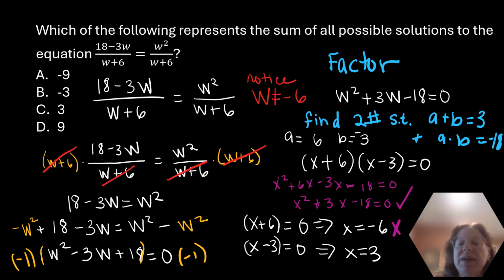Okay, so now if we want to find the numbers that make the statement (w plus 6) times (w minus 3) equal 0, we need to set each factor equal to 0 because 0 times anything is 0. So let's set the first factor w plus 6 equal to 0, and we get w equals negative 6. But we know that's wrong because we noticed right away that since w plus 6 was in the denominator, negative 6 was not going to be a solution. So then we set w minus 3 equal to 0, and we get w equals 3. And C is the answer.